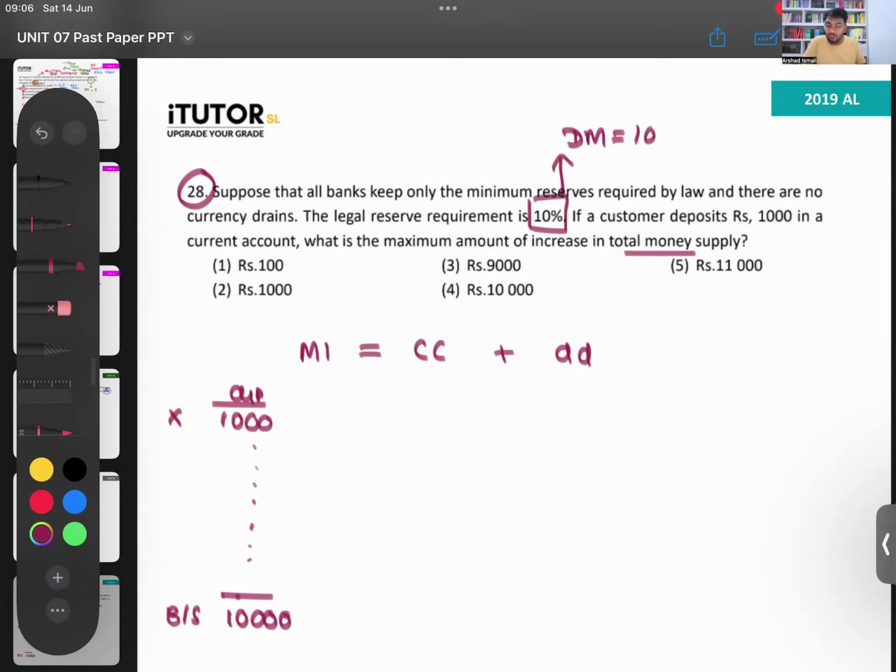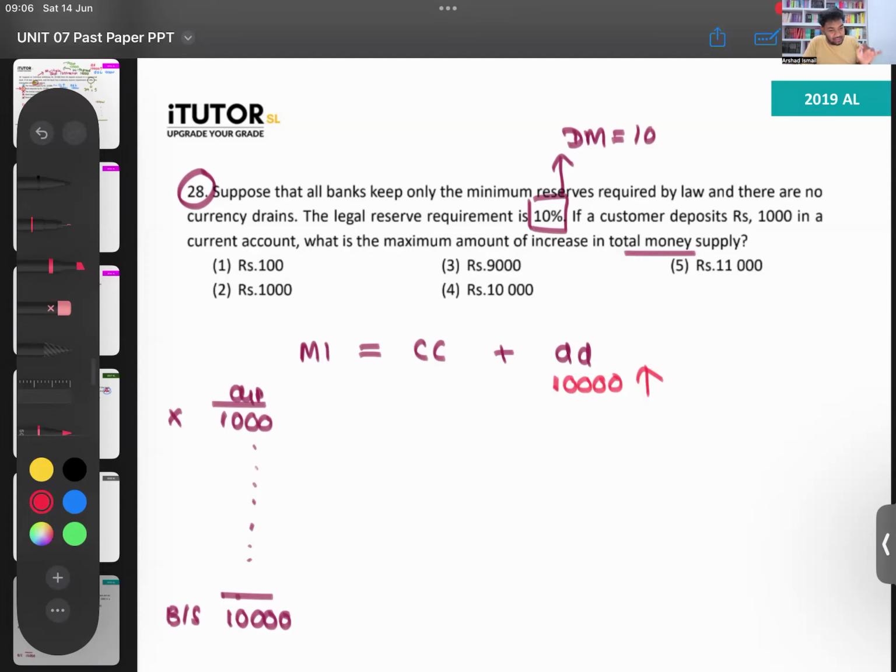That is where you all go wrong. They're not asking you by how much total deposits will increase. Total deposits, I totally agree with you, will increase by 10,000. But they're asking you how much money supply changes by. Remember in a previous question I told you where they had that excess reserve. Now a customer is depositing money.